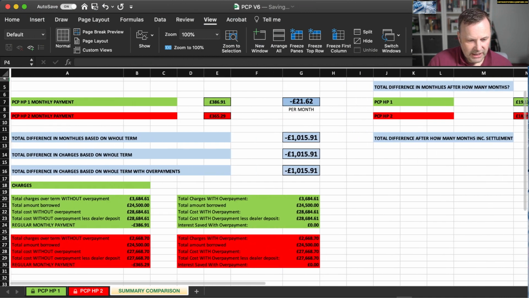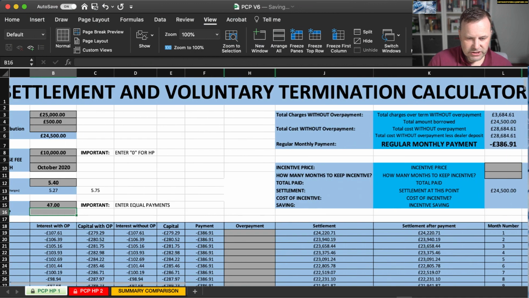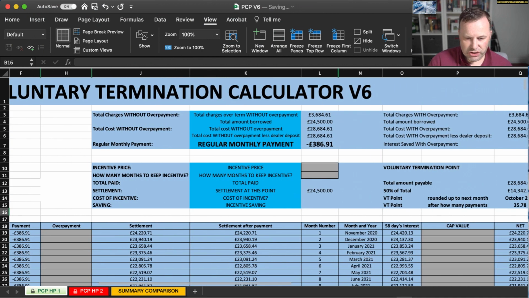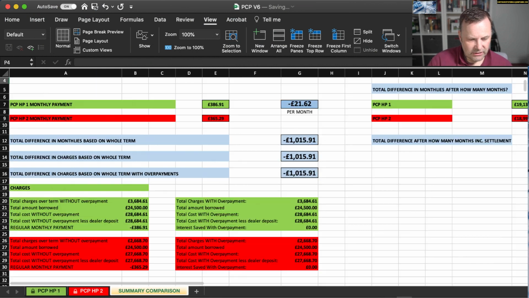What I've also added on here, I've brought together this summary tab here, which kind of gives us the charges with or without overpayments. So you can see here, look, the green total charges over the period, 3684. Total charges without overpayment on the red agreement, 2668. So you can see there's a hell of a lot of difference there. That's where the £1,015 comes from.